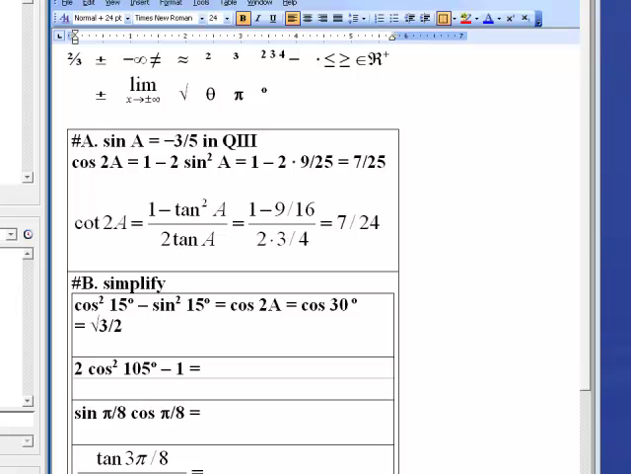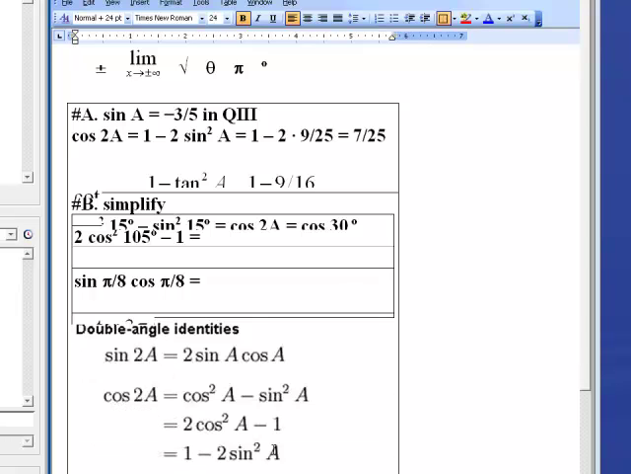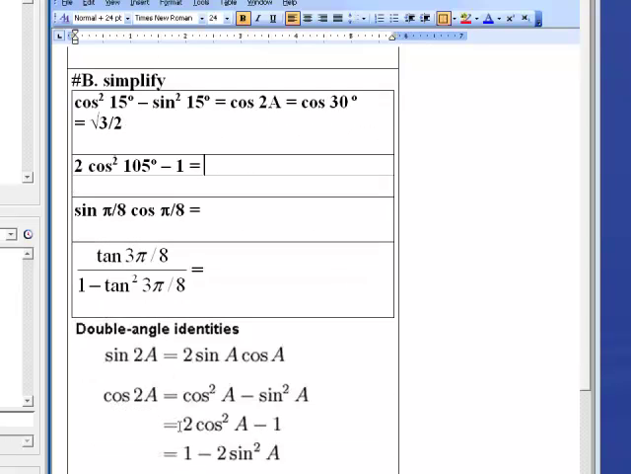Okay, let's see what we're going to do next. 2 cosine squared 105 degrees minus 1. Ooh, that really looks like a double angle identity. It couldn't be thrown at us in any better way. That, of course, comes out to cosine 2A. And for some reason, it gives me this nice degree sign there, but I like to have my capital A back. So that, of course, is going to be cosine 210 degrees.